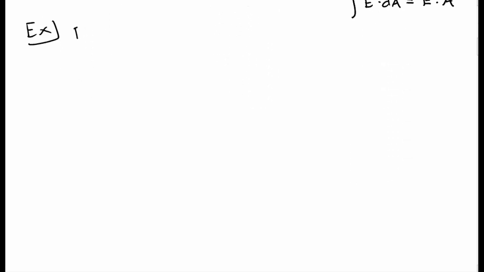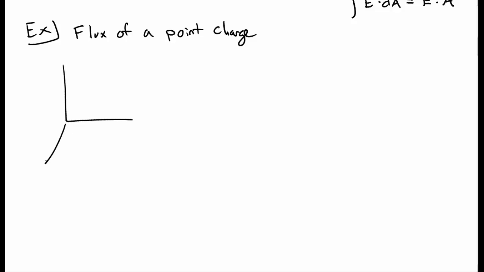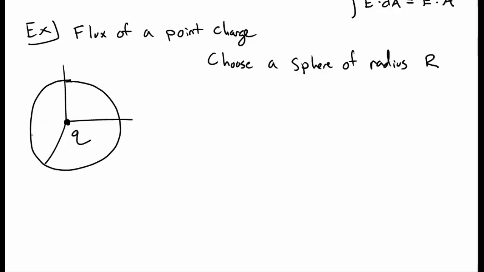So let's look at an example. Let's look at the flux of a point charge. Let's put a point charge at the origin here, call it charge Q. And let's choose a surface, in this case just a nice one, a spherical surface with a radius r. So here's our surface around our charge, radius r.